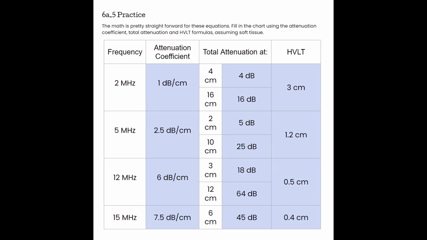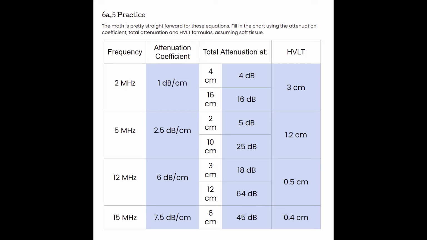Using that attenuation coefficient, we can then calculate the total attenuation at the depths given. You will need to take the depth, multiply it by the attenuation coefficient. So 4 multiplied by 1 is 4 decibels, 16 multiplied by 1 is 16 decibels. And you should be able to figure out the rest of the column by completing those simple multiplications. The half value layer thickness column then can be calculated one of two ways. You can either take 6 and divide it by the frequency because we are working in soft tissue, or you can take 3 decibels and divide it by the attenuation coefficient.